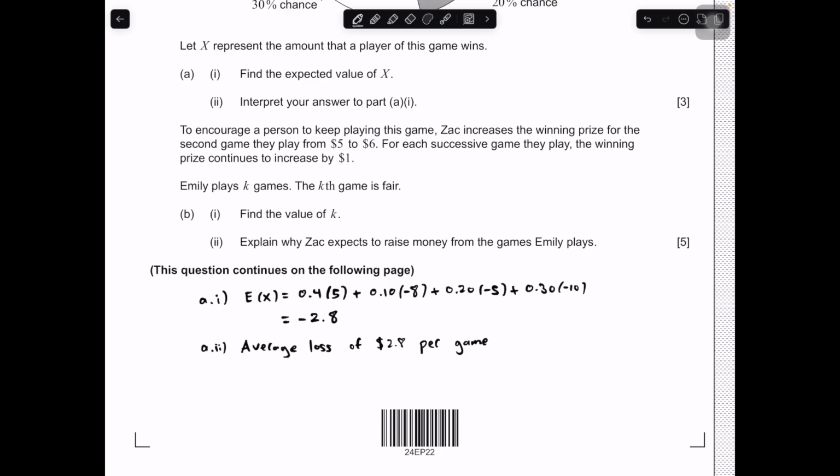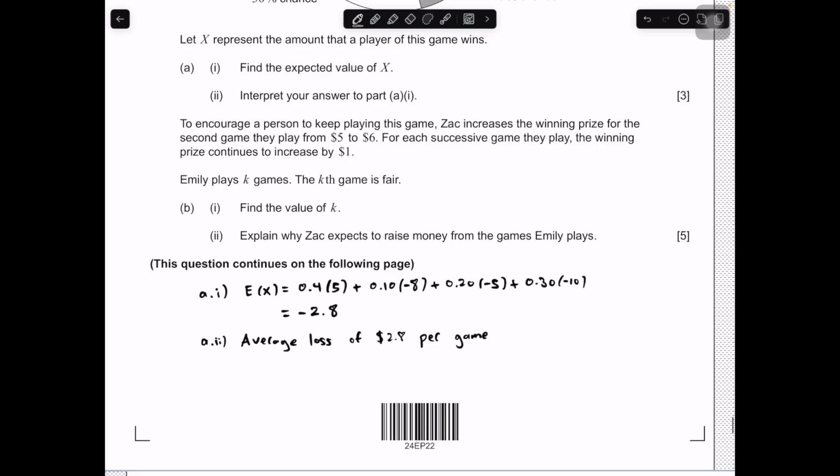All right, let's go on to this last part of the question. To encourage a person to keep playing this game, Zach increases the winning prize for the second game they play from $5 to $6. For each successive game they play, the winning prize continues to increase by $1. Emily plays K games. The kth game is fair. Alright. Encourage a person to keep playing this game. Zach increases the winning prize for the second game they play from $5 to $6. I see, okay. For each successive game they play, the winning prize continues to increase by $1. Emily plays K games. The kth game is fair.